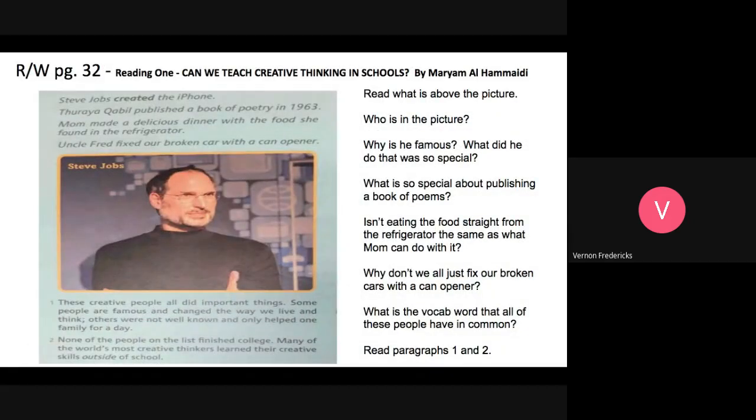Okay, reading one. Can we teach creative thinking in schools by Miriam Al-Hamdi? Okay. First of all, let's read what is above the picture. Steve Jobs created the iPhone. Thuraya Kabil published a book of poetry in 1963. Mom made a delicious dinner with the food she found in the refrigerator. Okay, and then Uncle Fred fixed our broken car with a can opener. Okay, so these are all ideas about creative thinking.